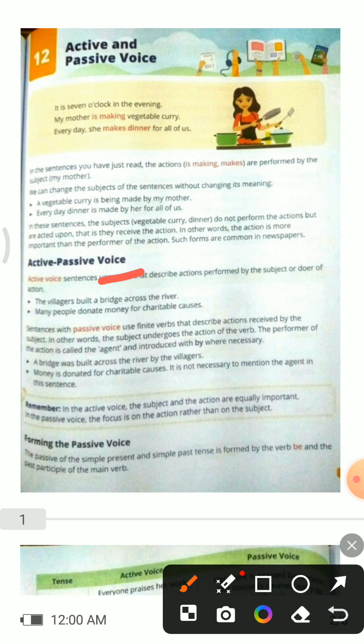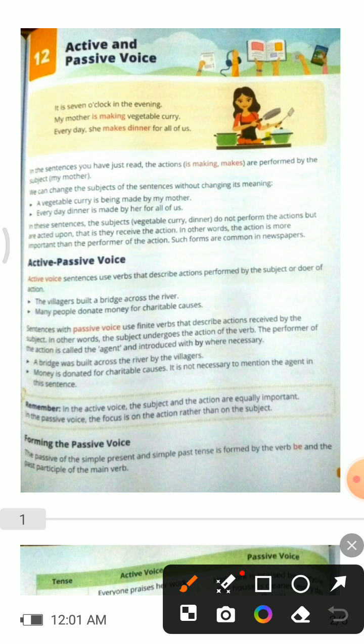The villagers built a bridge across the river. Many people donate money for charitable causes. Right. Now sentences with passive voice use a finite verb that describes actions received by the subject. In other words, the subject undergoes the action of the verb. The performer of the action is called the agent and is introduced with by where it is necessary. It's not necessary that we always write by, but we use it whenever it is necessary. Remember, in active voice, the subject and the action are equally important. In the passive voice, the focus is on the action rather than the subject.